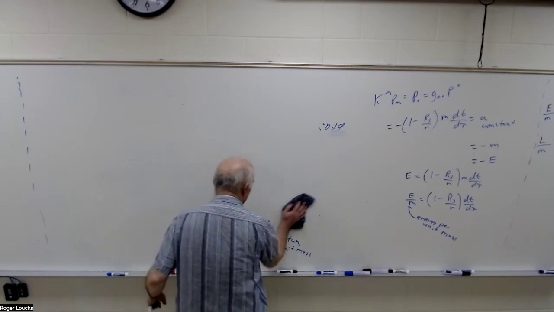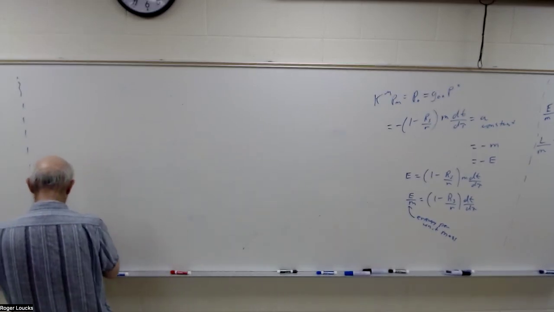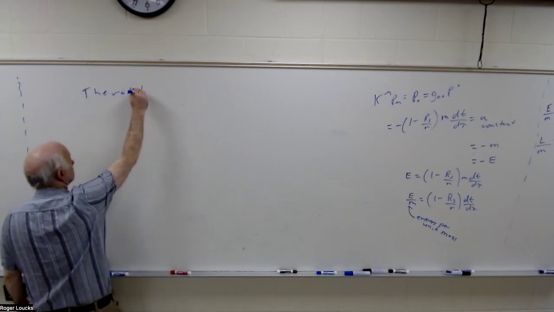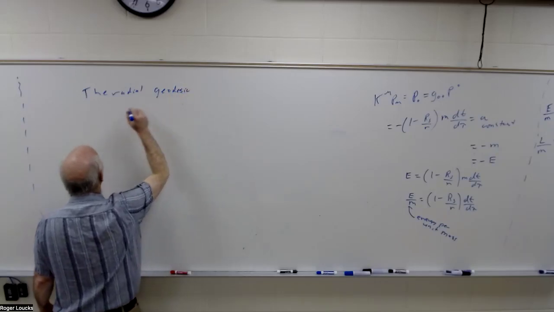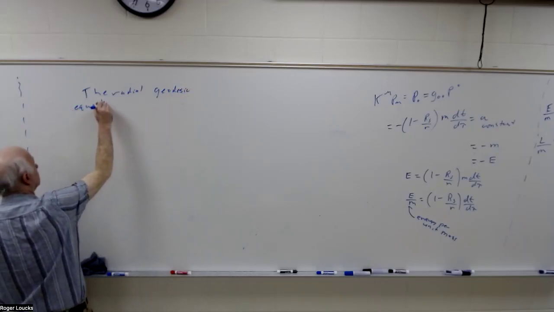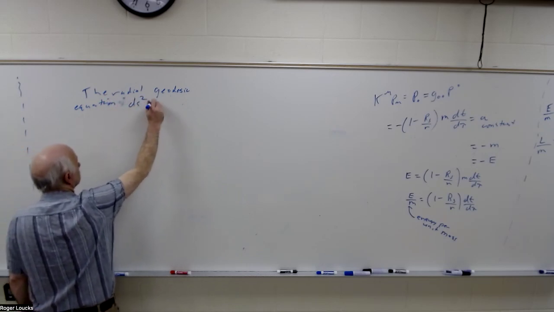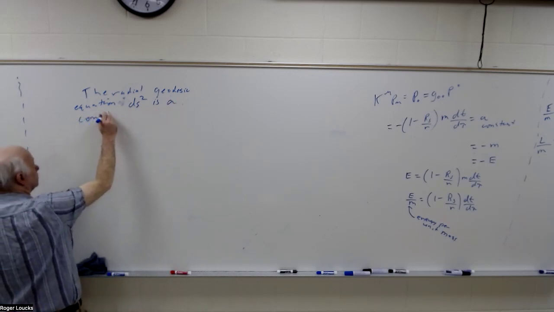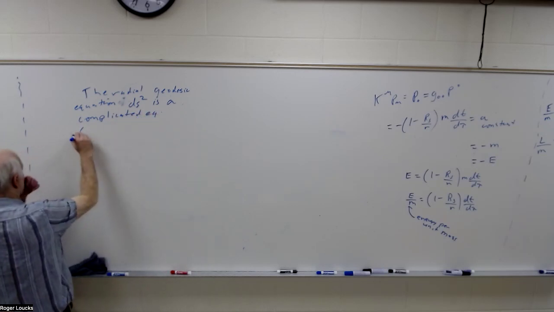There's an easier way to do it. The radial geodesic equation from the ds squared is a complicated mess, a complicated equation. Ew. Okay, an easier approach.